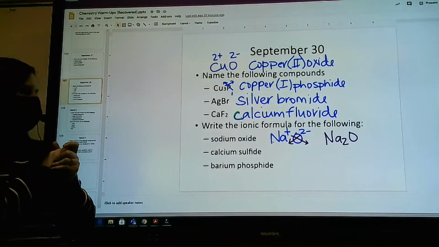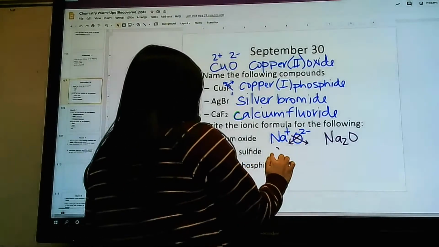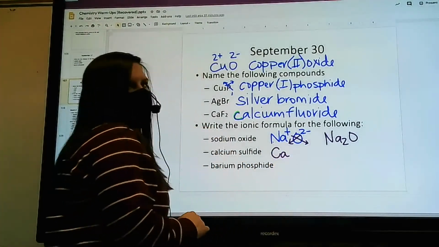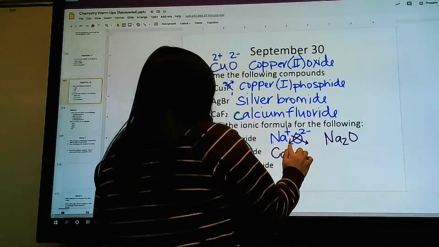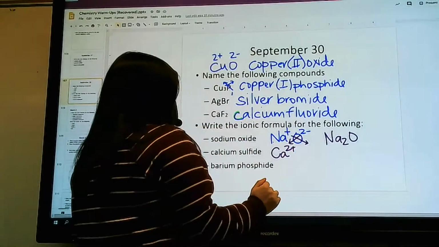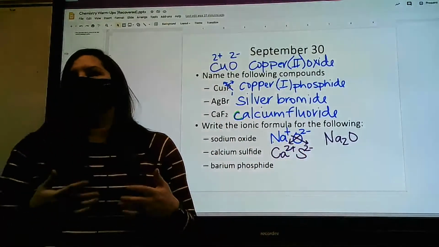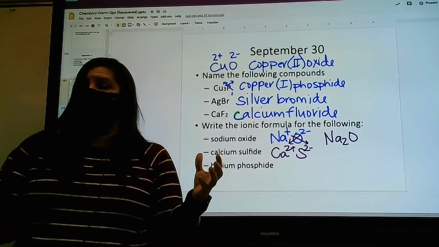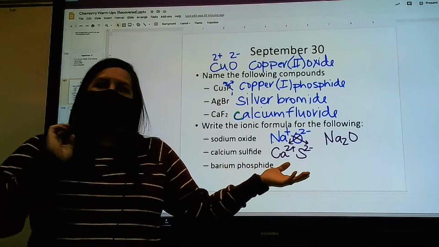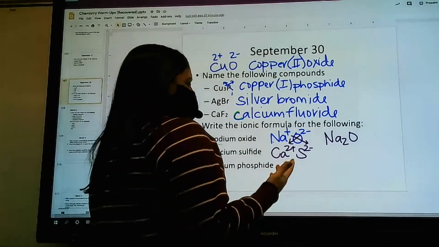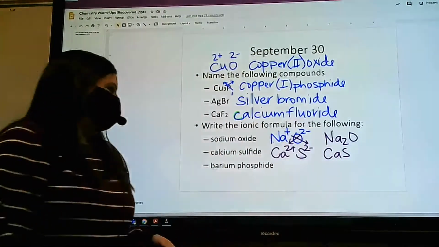For calcium sulfide, calcium, what charge does calcium have? A 2+ charge. What about sulfur? 2-. So remember, the overall goal is to balance this out and the compound needs to be equal to 0. Do I need to crisscross my charges so that it will be equal to 0? No, it cancels out, and so you end up with CaS.